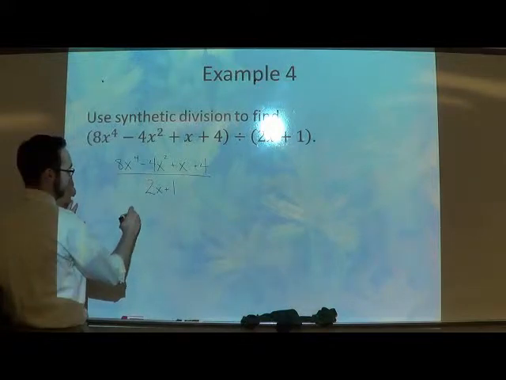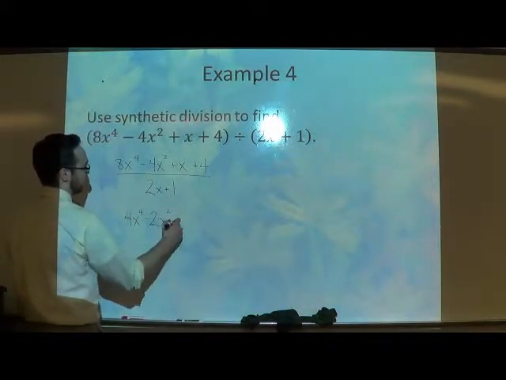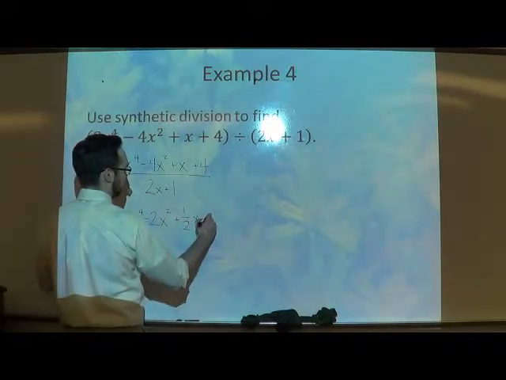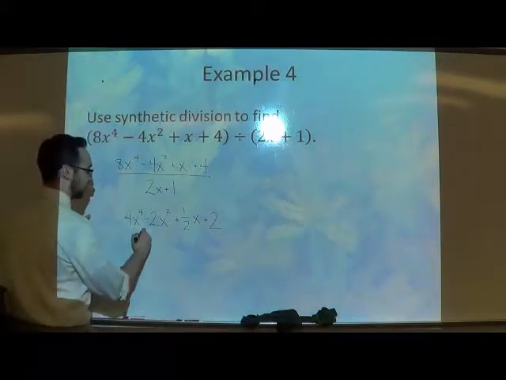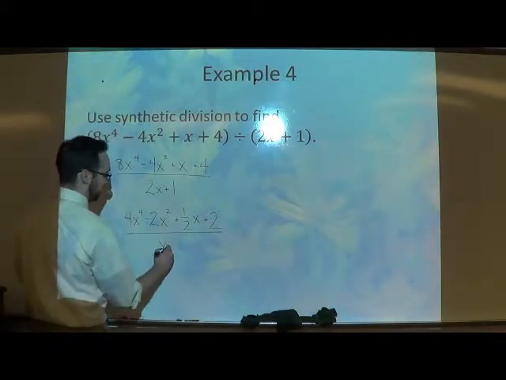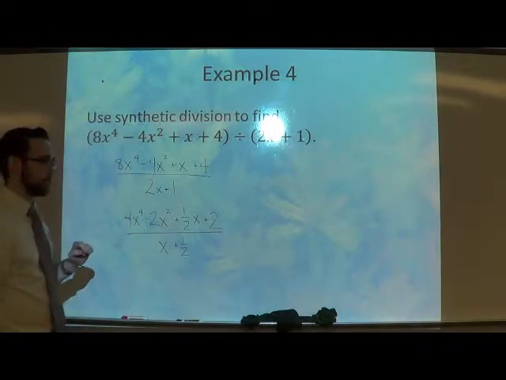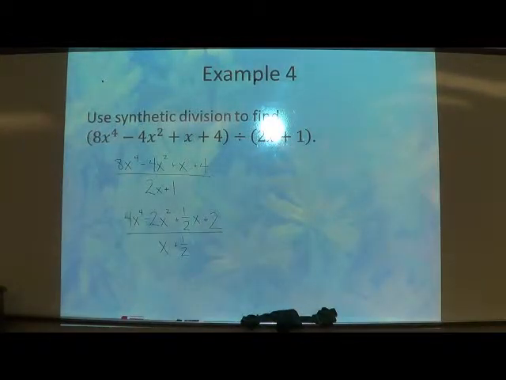So we get 4x to the 4th minus 2x squared plus 1/2 x plus 2. And in the denominator, we end up with x plus 1/2. So that's our new thing. So now we're going to take a minute and write that synthetic division using those coefficients. So remember, we use the coefficients.